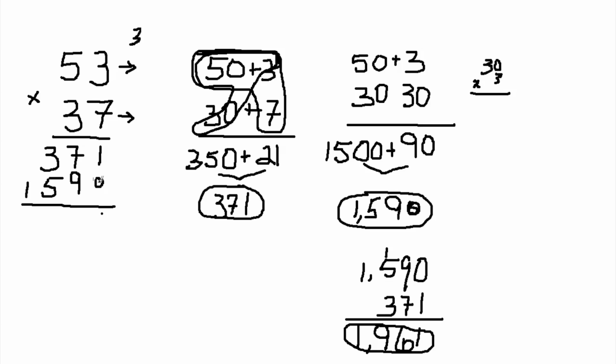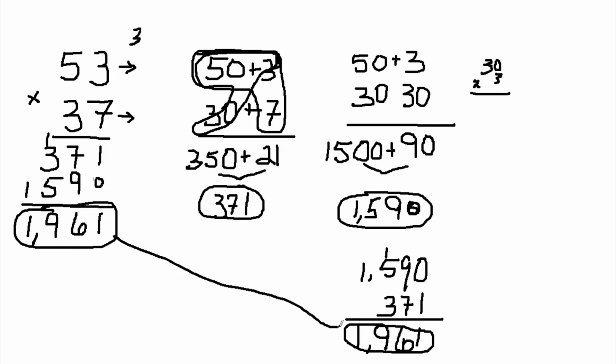If I go here, 1 plus 0 is 1. 9 plus 7 is 16. Carry the 1 to the hundreds place. 5 plus 3 is 8. Plus 1 is 9. And 1 plus nothing is 1. And I get the same answer of 1,960. And that's how you multiply a 2-digit number by a 2-digit number.